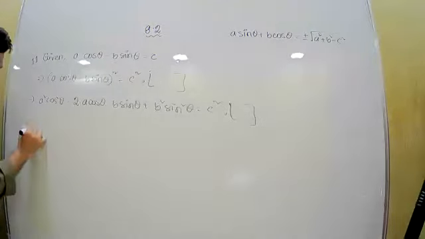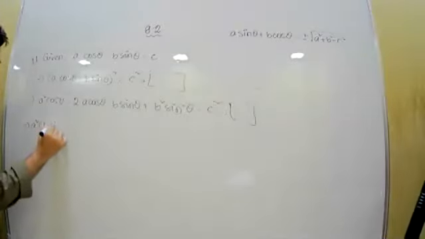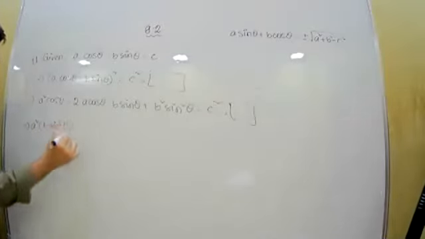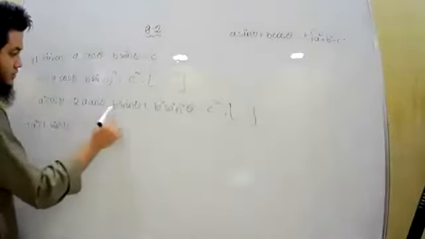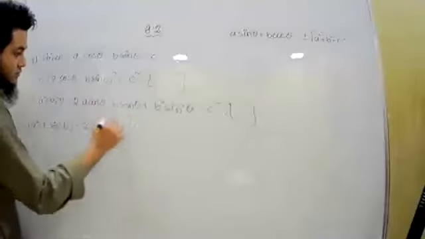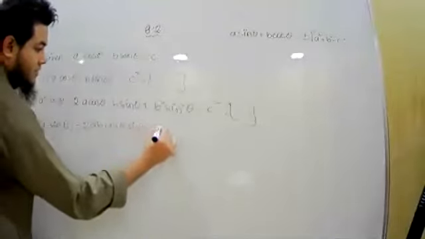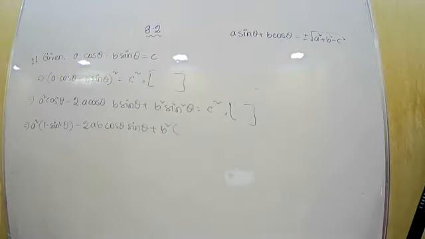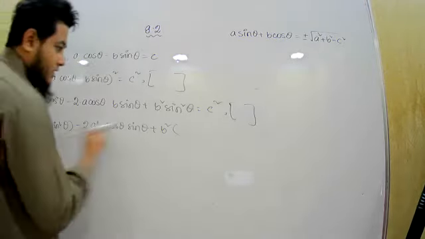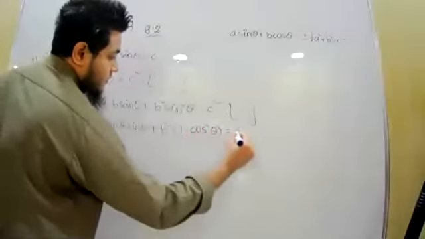Now, as you can see, this cos square theta I can write as 1 minus sin square theta. I have already shown it yesterday. And this one I will write 2a into b, ab, then cos theta sin theta. Then b square into this sin square theta can be converted into cos square theta, like 1 minus cos square theta, is equal to c square.